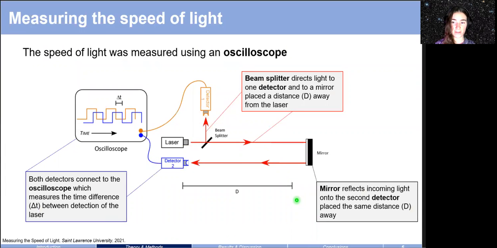So the first aspect of this experiment involved measuring the speed of light using an oscilloscope. And this was the setup we used here. A laser is first incident on a beam splitter, which sends light to one detector and to a mirror some distance away. And the mirror is going to reflect the light onto a second detector. Both detectors are going to be connected to the oscilloscope, which just tracks the time at which the laser is incident on each detector. And using the path length that the light travels, as well as the time, we were able to calculate the speed of light. And the measurement was just repeated for 5 different distances.